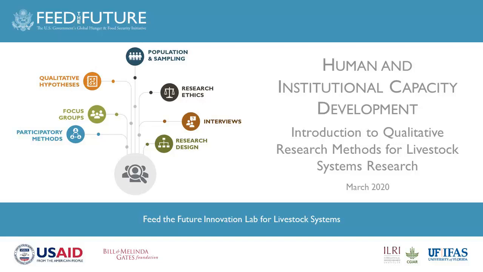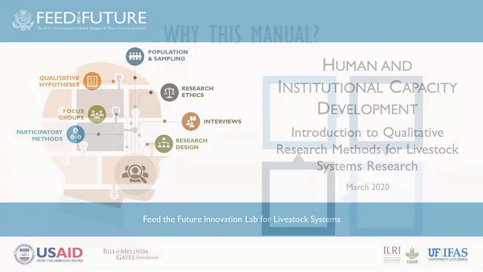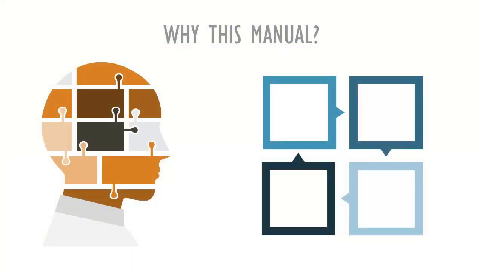This brief video will provide an introduction to a new manual developed by the Human and Institutional Capacity Development cross-cutting theme. This manual is focused on qualitative research methods for livestock systems research. So why did we develop this manual?